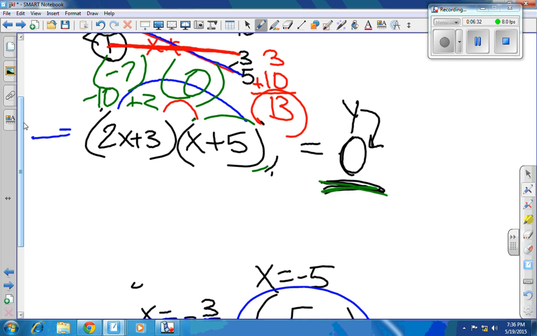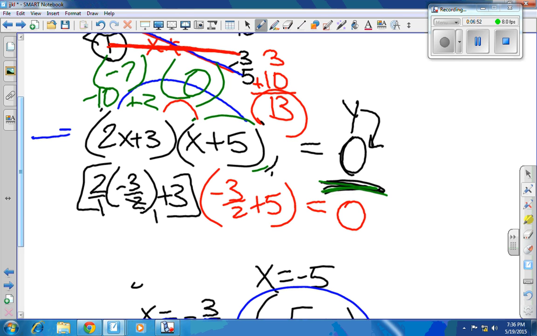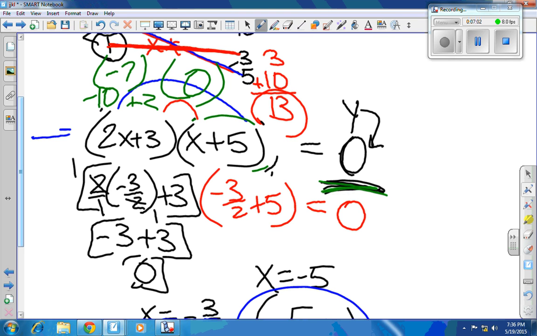Now instead of x, I'm going to plug in negative 3 halves. And it should come out to 0. The 2's cancel. 2 divided by 2 is 1, 2 divided by 2 is 1, and we get negative 3 over 1, which equals negative 3. And negative 3 plus 3 is equal to 0.